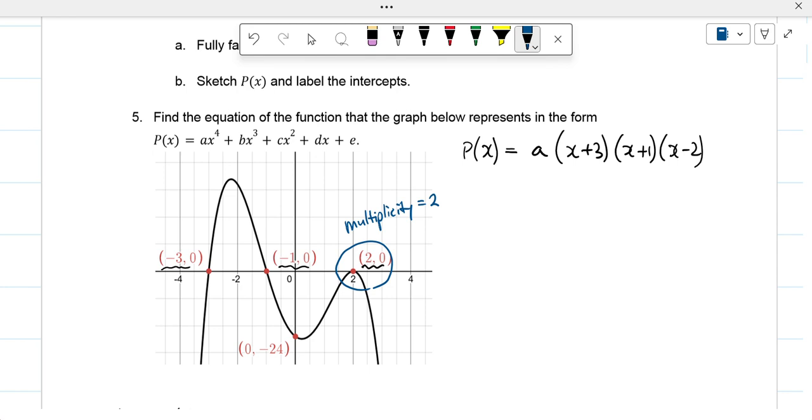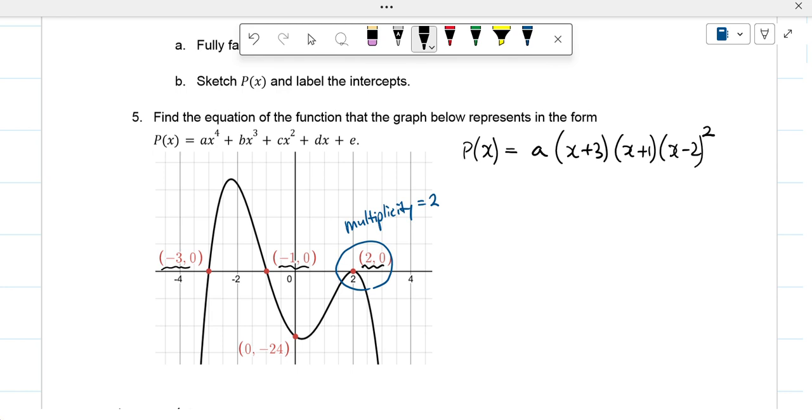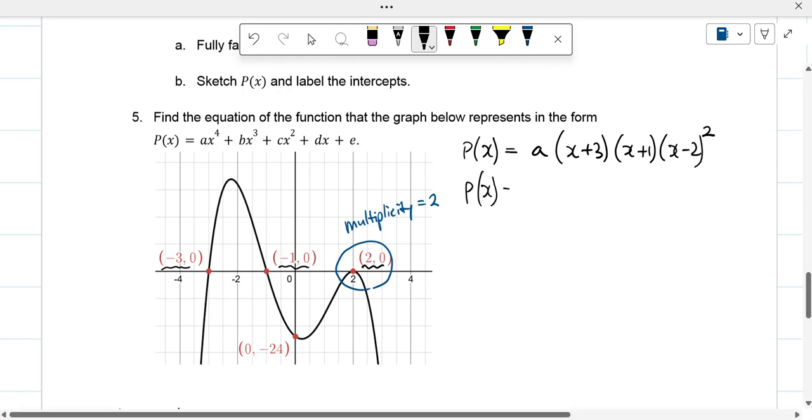What does that multiplicity tell you about the factor? Well, it tells you that the factor must be squared. So now my degree makes sense. My p of x now looks like a quartic function. So let's go on from here and expand p of x. It's quite a lengthy process. Let's do it one by one.